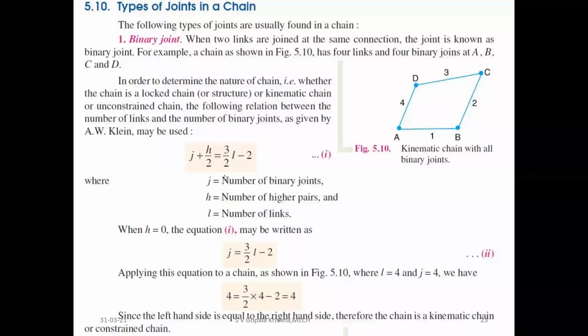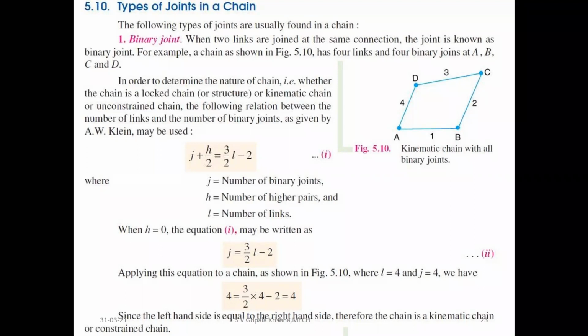Okay, and higher pairs, that is also there. So in this, what is the representation of J? J means the number of binary joints, and H the number of higher pairs. Higher pairs means you have to remember the particular definition that belongs to the higher pair.